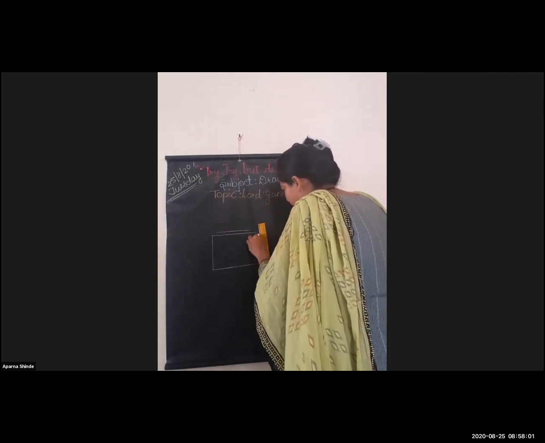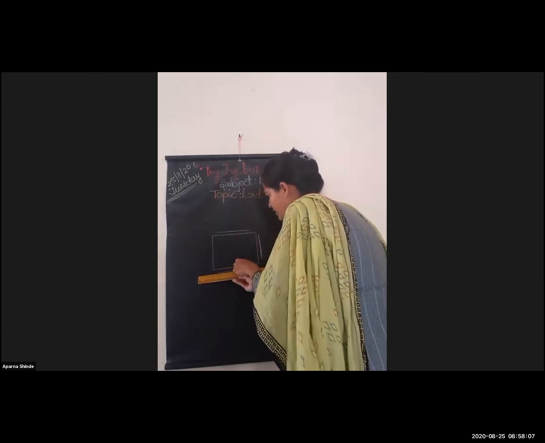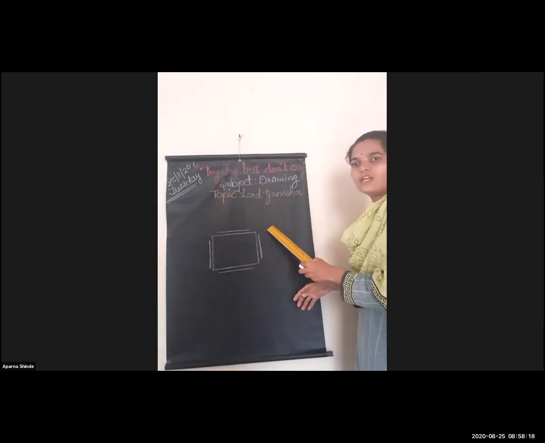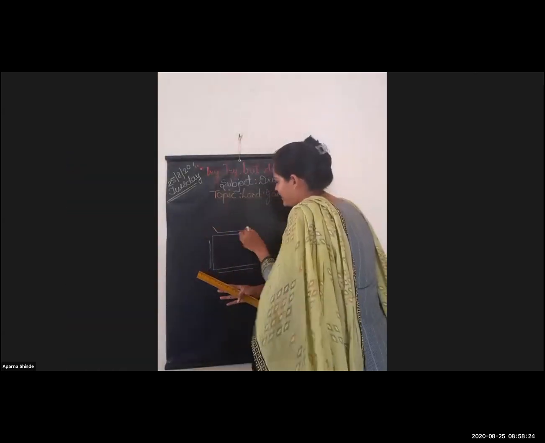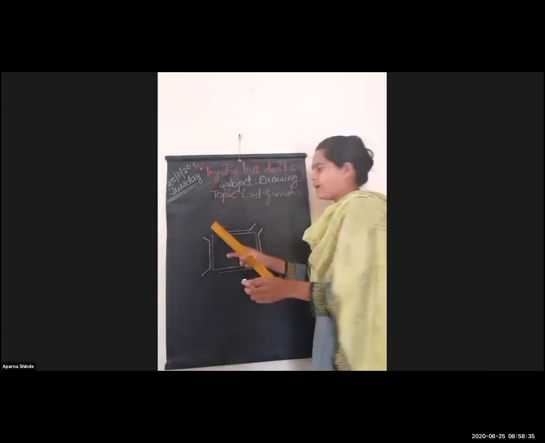Now see, draw here one line. Draw here one line. Draw here one line and draw. These are also called standing lines or vertical lines. Now here are two slanting lines. Slanting lines. Now we have to join this.